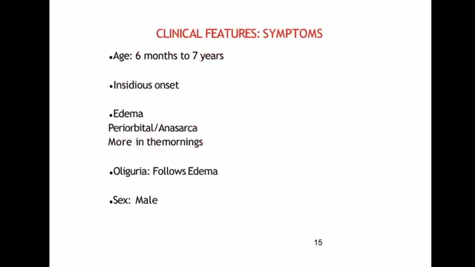Now what are the clinical features? Age, most commonly 6 months to 7 years. It has an insidious onset. Second, edema is present. The first site for the edema is periorbital, then anasarca, generalized edema can be present. Other is oliguria, which follows the edema. First edema develops, then oliguria develops, and there is a male predominance.